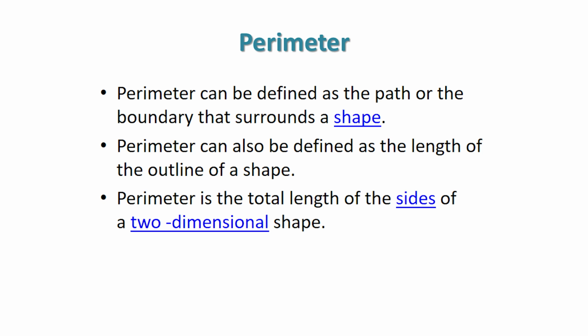Perimeter can be defined as the path or the boundary that surrounds a shape. It can also be defined as the length of the outline of a shape. Perimeter is the total length of the sides of a two-dimensional shape.